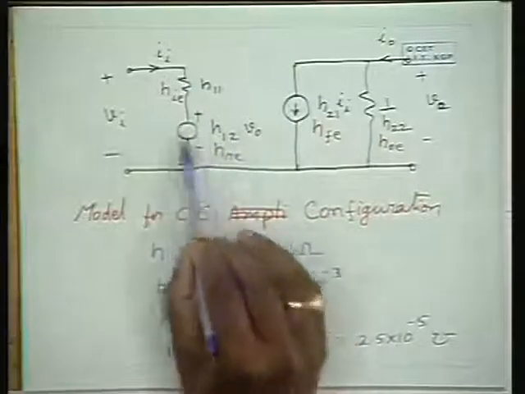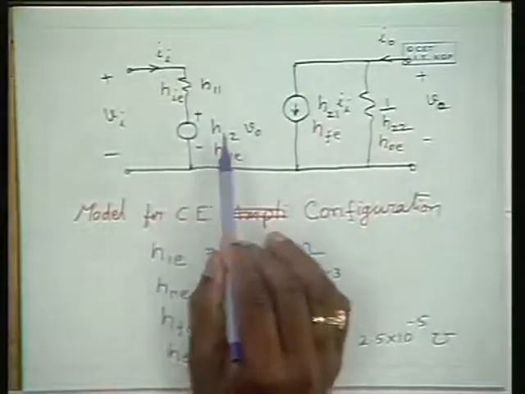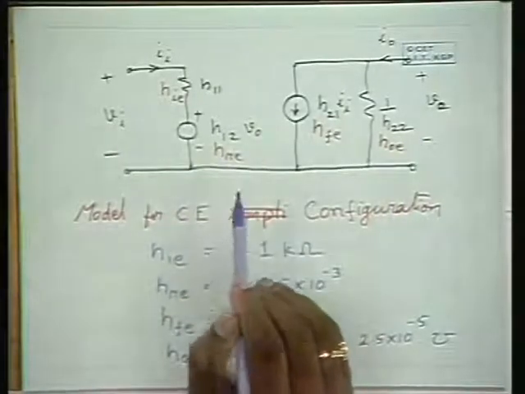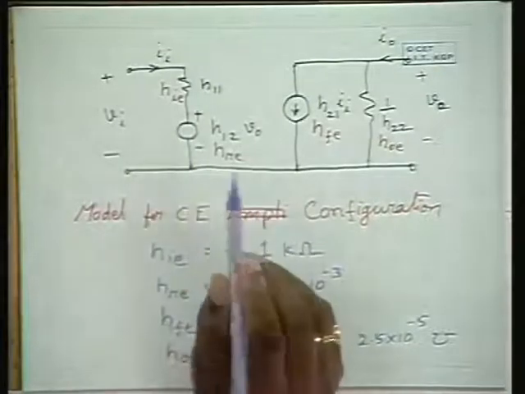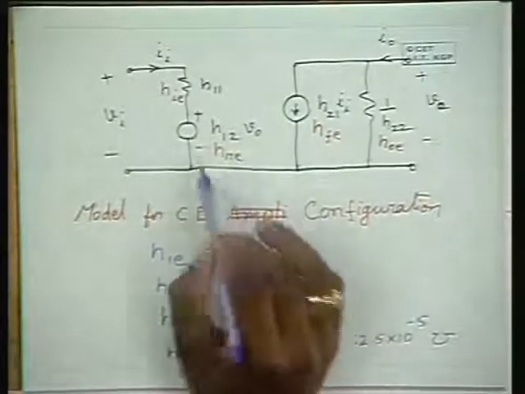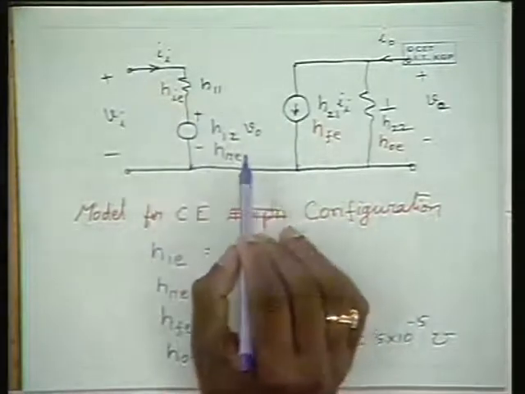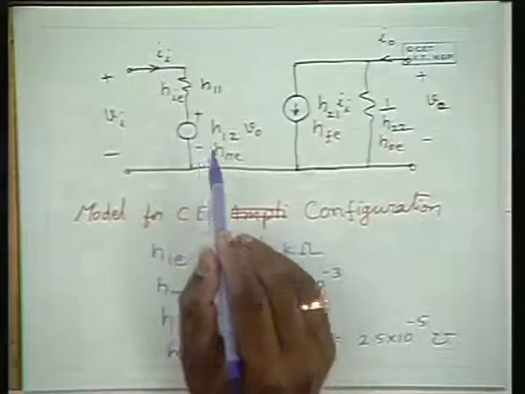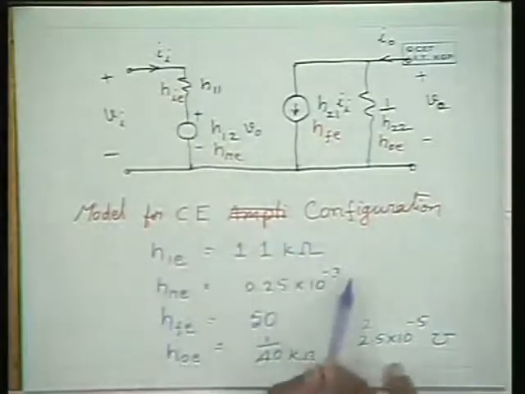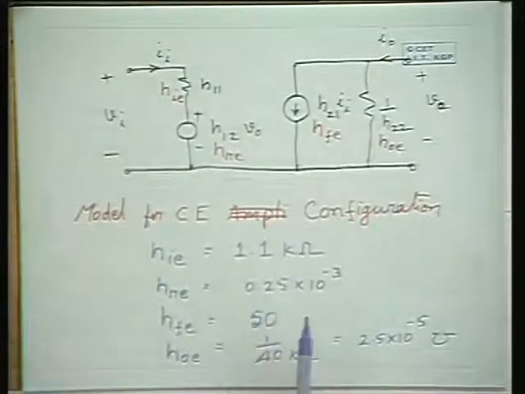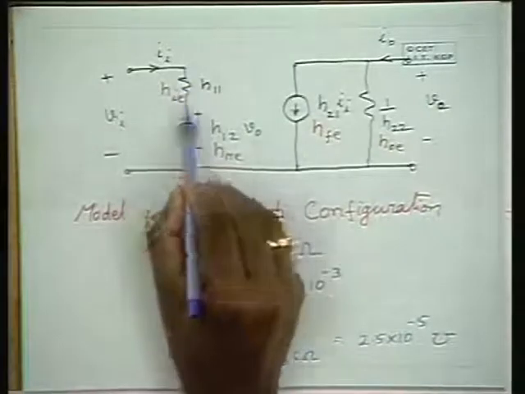Now looking at these parameters, please note that this is a small parameter, a ratio between input voltage and output voltage under open circuit conditions. It is a small parameter and this can be neglected as an approximation. This can be approximated to 0 volts. That means it can be short circuited because it is a small quantity, small proportionality constant, in which case there is only HIE here.